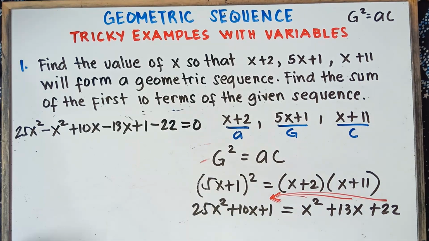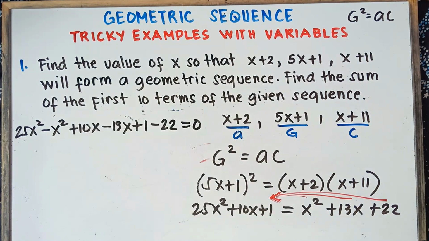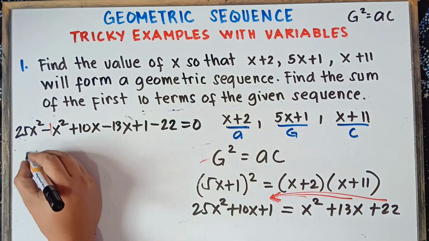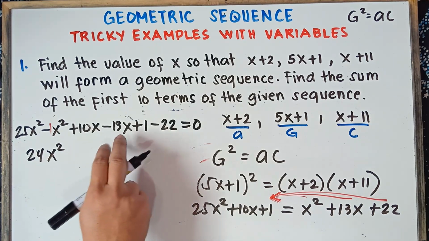And then simply combine like terms. So this will be 25x squared minus x squared. Understood that there's 1 here. 25 minus 1, that would be 24. Copy x squared. Positive 10x, negative 13x.